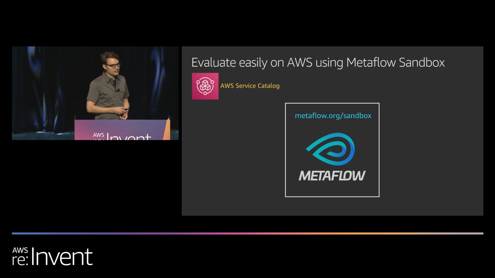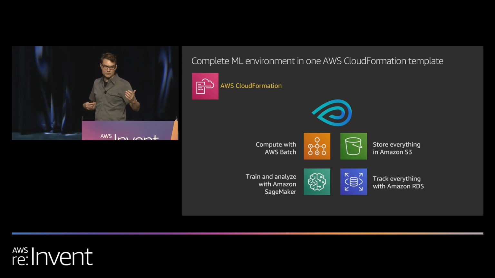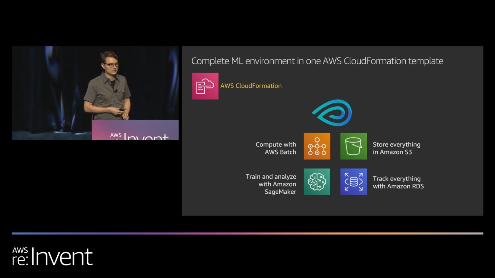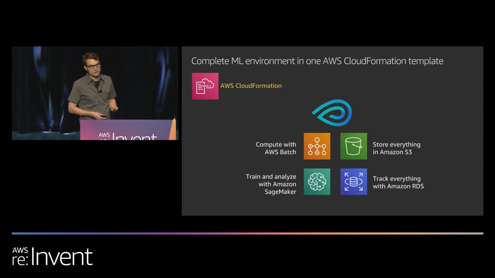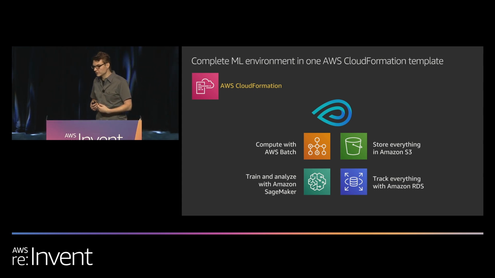For those of you who are interested in more technical details, how it works is that we have one big CloudFormation template, and this CloudFormation template is available as open source as well. That basically sets up all these individual components. So it sets up AWS Batch with a managed compute backend. It sets up a SageMaker instance. It sets up a custom S3 bucket. It sets up a metadata service with the Postgres backend. It sets up everything.